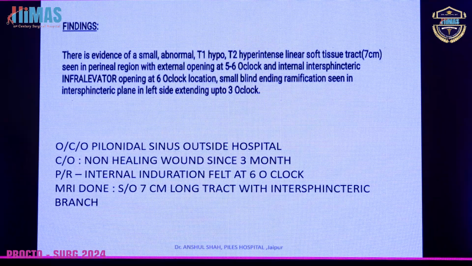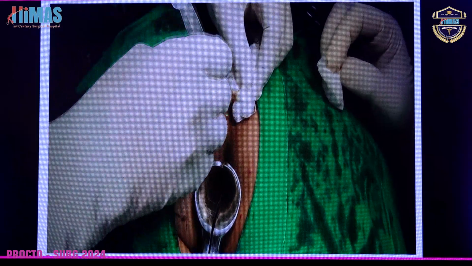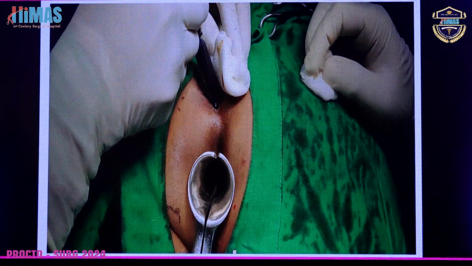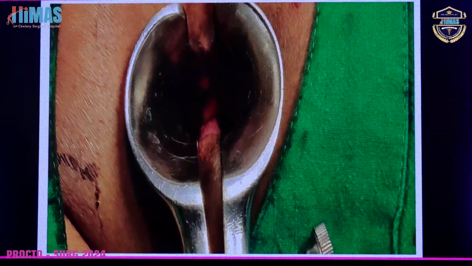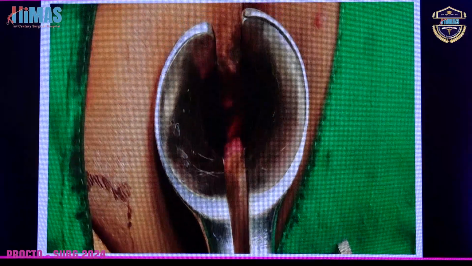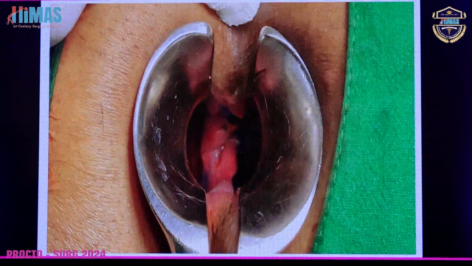So this is a pilonidal sinus patient operated outside, and he was having a non-healing wound since 3 months back. When we did a PR, we found an induration at 6 o'clock, and MRI came out to be suggestive of a 7 centimeter long tract with intersphincteric branch. So this is how we do it. We just put a dye inside, and you can see it coming outside. This is the dye has come inside.